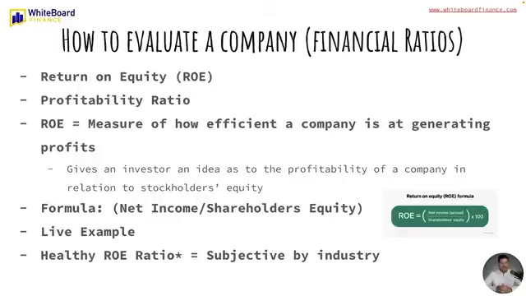This is return on equity. This is, again, a profitability ratio. ROE measures how efficient a company is at generating profits. So this gives an investor an idea as to the profitability of a company in relation to the stockholder's equity. This formula is very simple as well. This is simply net income divided by shareholders' equity, and we'll give you a live example right now using Finviz.